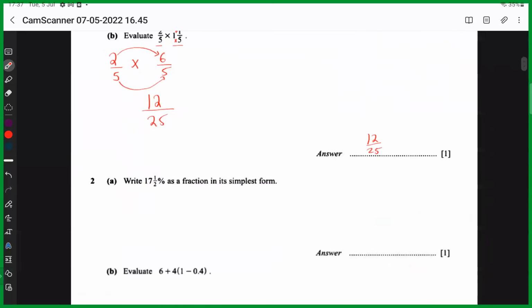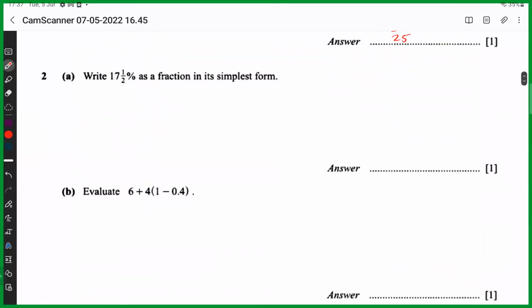The second question is about percentages. Write 17 whole 1 by 2% as a fraction in its simplest form. First of all, I need to convert 17 whole 1 by 2 to a fraction. So how do we do? 17 would be multiplied by 2. Calculator would not be allowed, so you need to do it separately. 17 multiplied by 2 would give you 34, and 34 plus 1 is 35 divided by 2. So we have 35 divided by 2%.